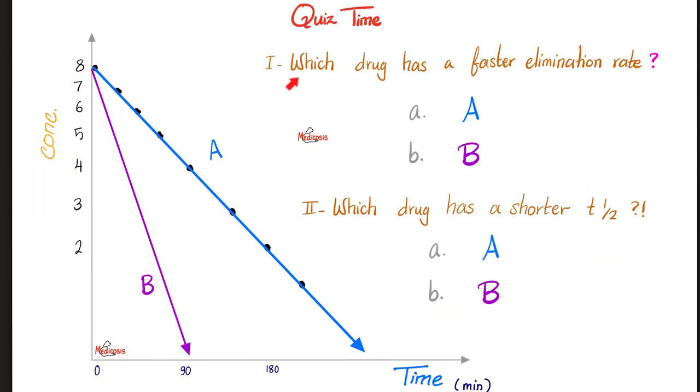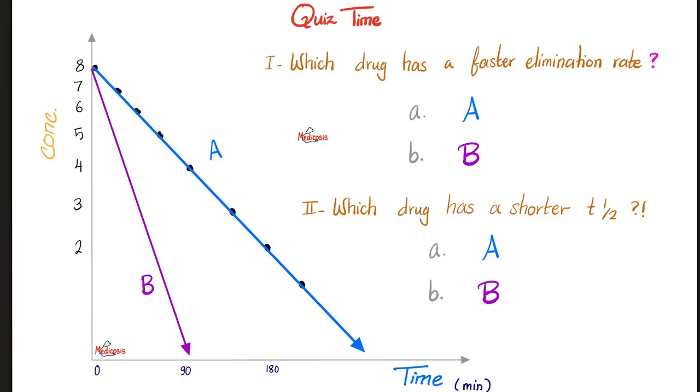Quiz time. Which drug has a faster elimination rate? Is it drug A or drug B? That's the first question. The second question, which drug has a shorter half-life? Is it A or B? Now pause. Let's do this.